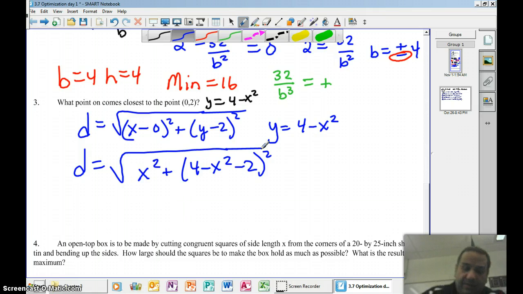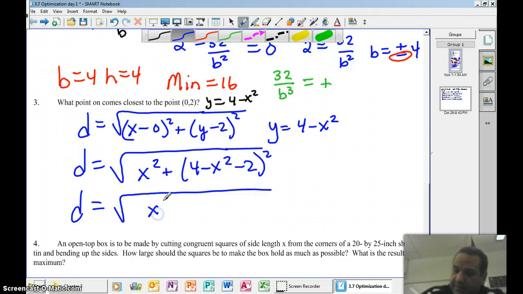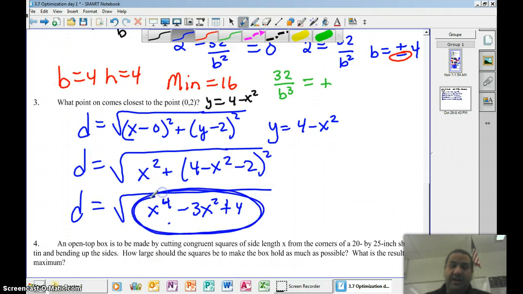All right, I'm going to combine like terms and FOIL that out. When the smoke clears, I'm going to have x to the 4th minus 3x squared plus 4. Now, I think you would agree that whether I'm taking the square root or not, this has to be the smallest. So we're going to drop the square root for now.